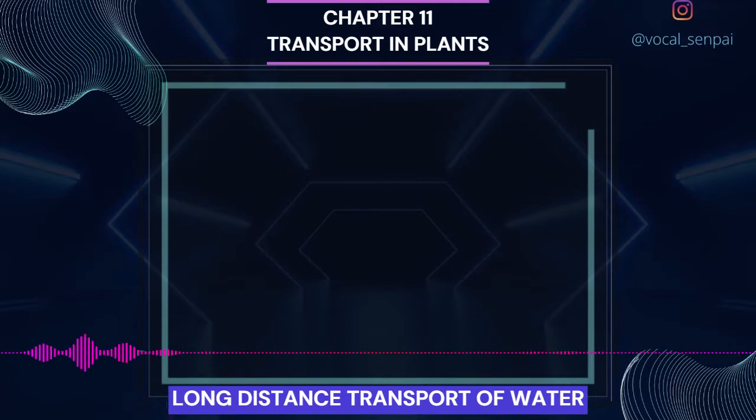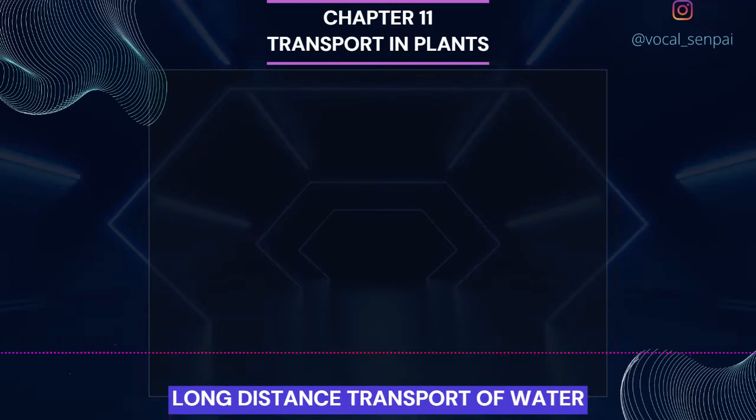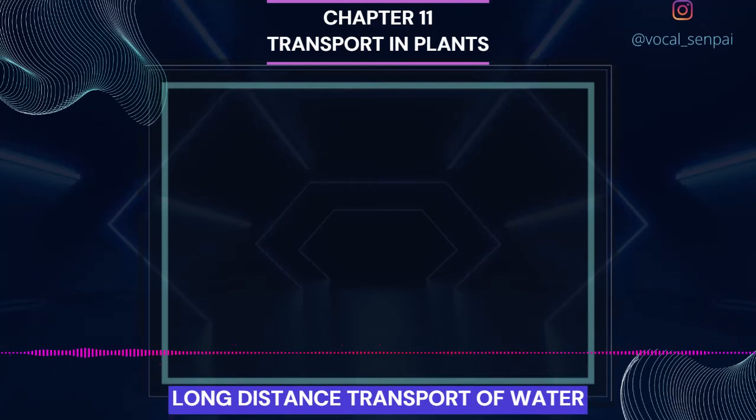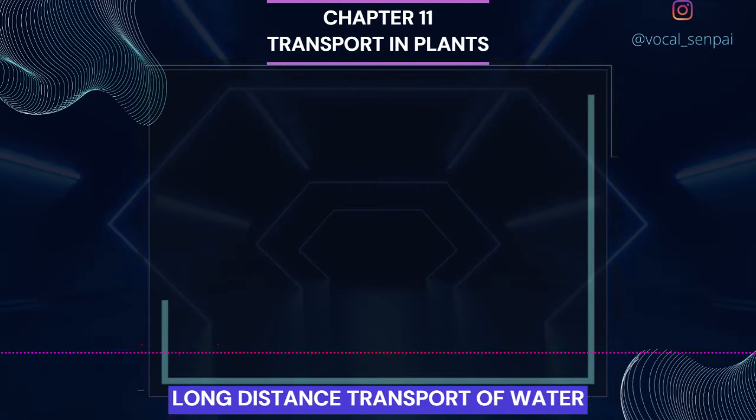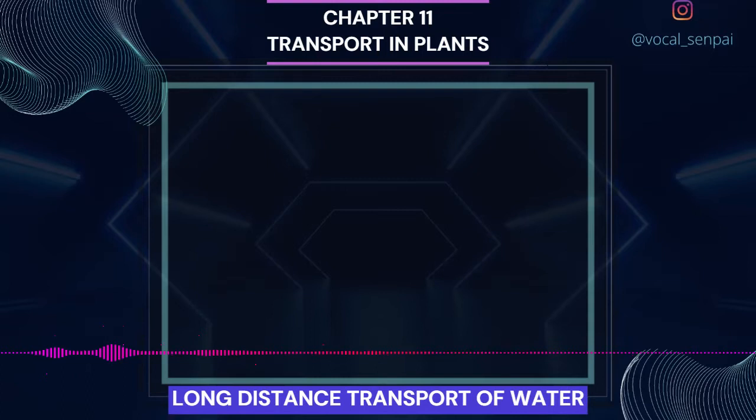Long-distance transport of substances within a plant cannot be by diffusion alone. Diffusion is a slow process. It can account for only short-distance movement of molecules. For example, the movement of a molecule across a typical plant cell, about 50 micrometres, takes approximately 2.5 seconds. At this rate, can you calculate how many years it would take for the movement of molecules over a distance of 1 meter within a plant by diffusion alone?